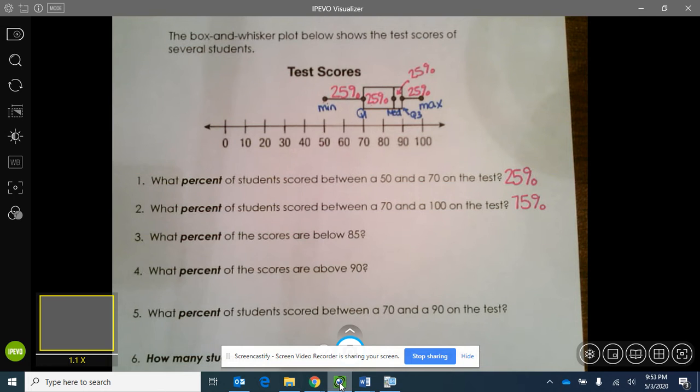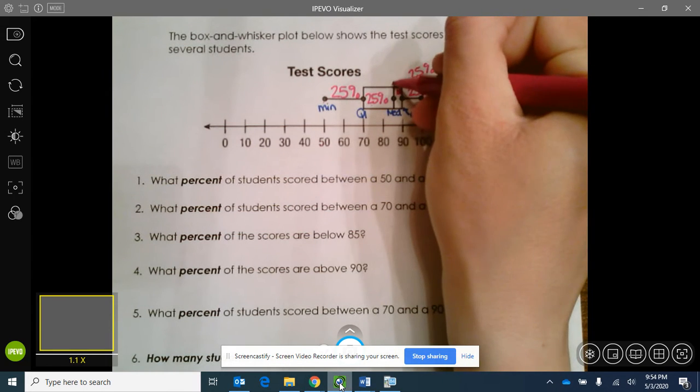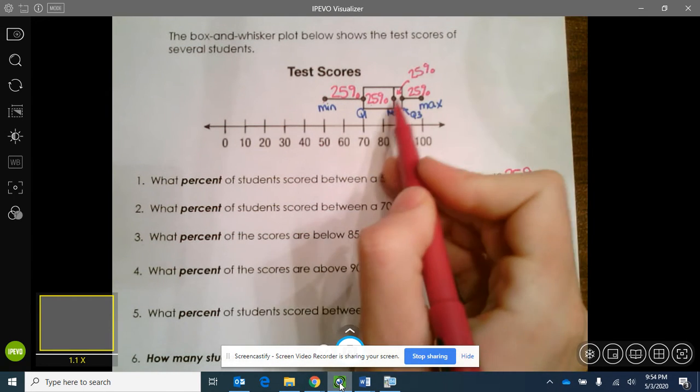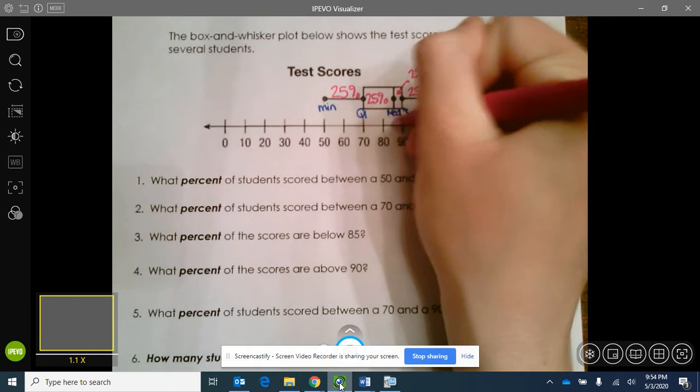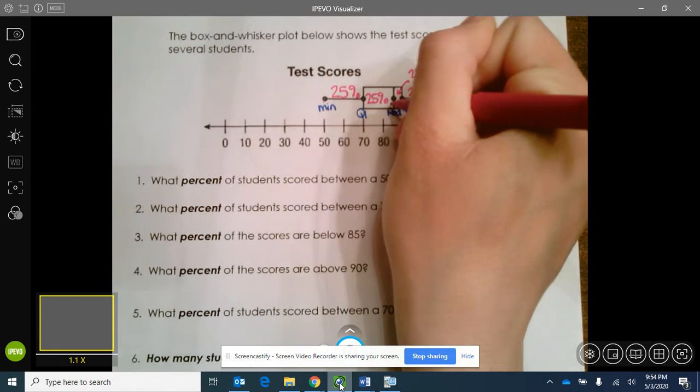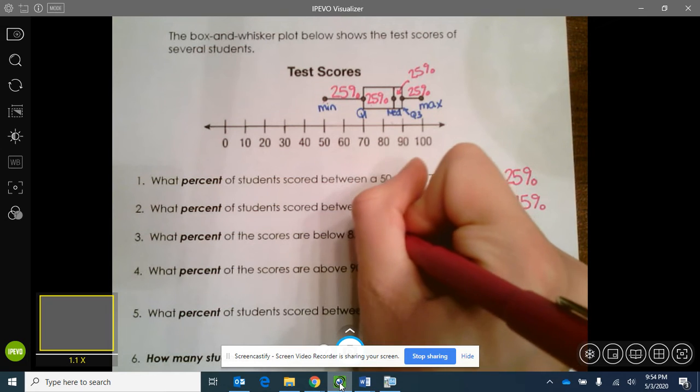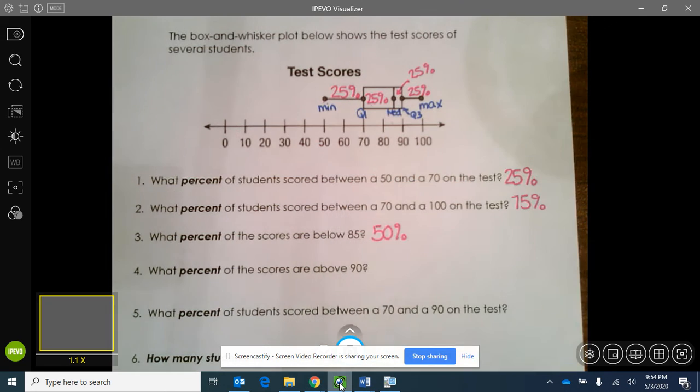What percent of the scores are below an 85? So an 85 is our median. So if you look at, here's 85. There are 2 pieces of the box and whisker plot below 85, so that would be a total of 50%.